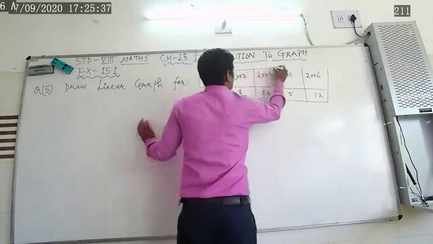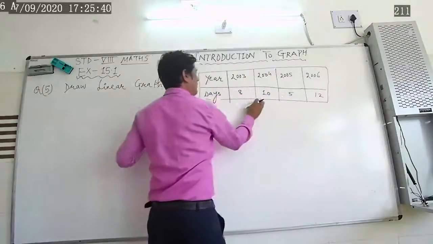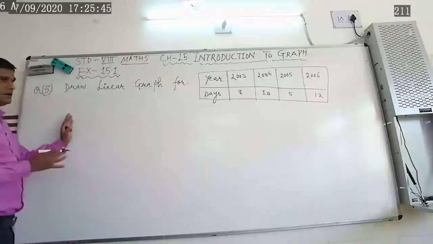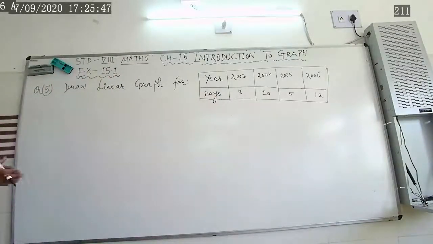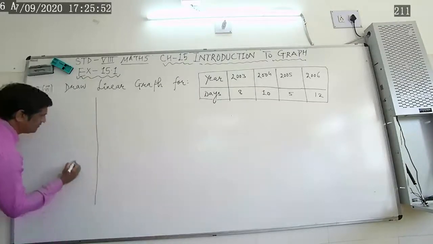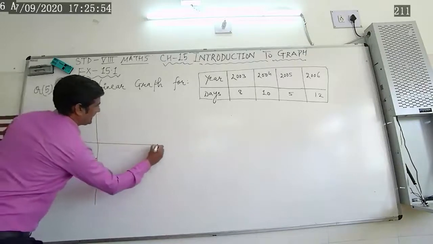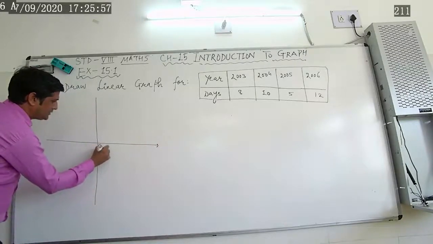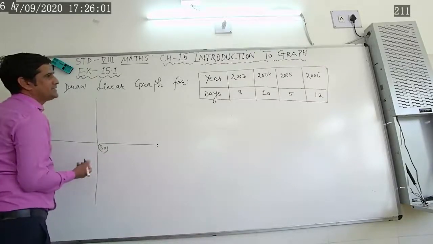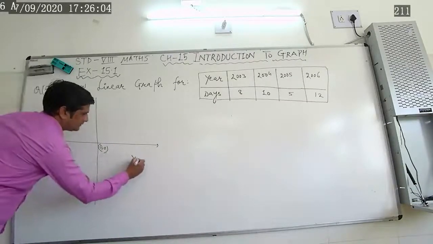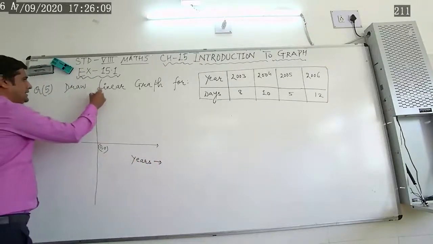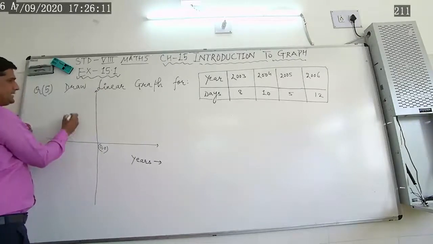This is the day representation. Now we have to draw a linear graph for this representation. Let me draw the axis system, the Cartesian plane, with origin having the coordinate 0, 0. On one side it is years and on the other side it is days.